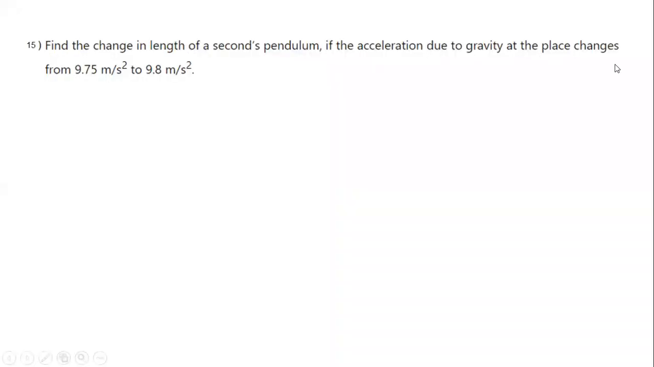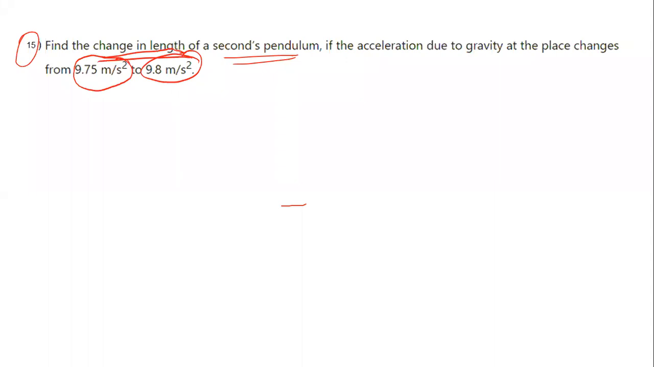Now problem number 15 from exercise. Find change in length of second's pendulum if acceleration due to gravity at a place changes from 9.75 to 9.8 meter per second square. And you have to find out change in length.